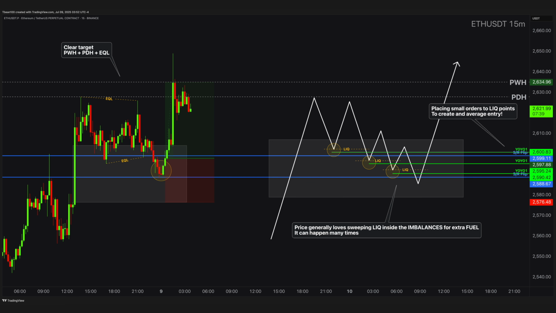As you notice, finding setups is not that hard actually, but trading the setups can be quite tricky sometimes. You need multiple tools and options to handle trades like this.